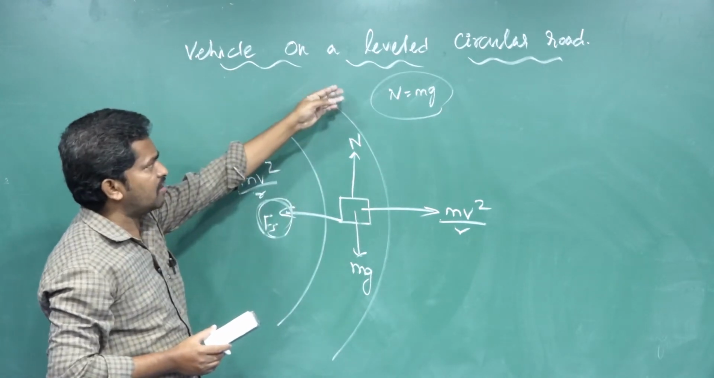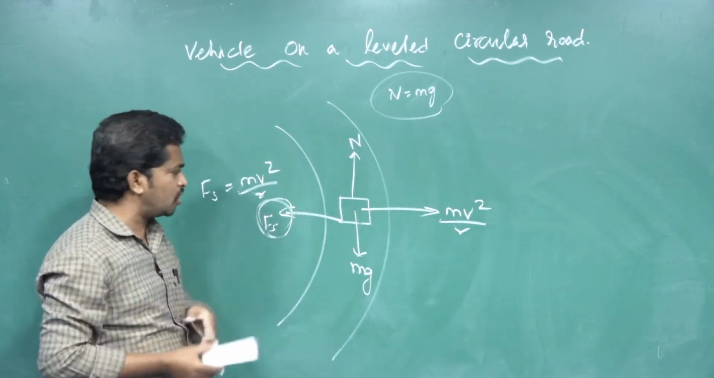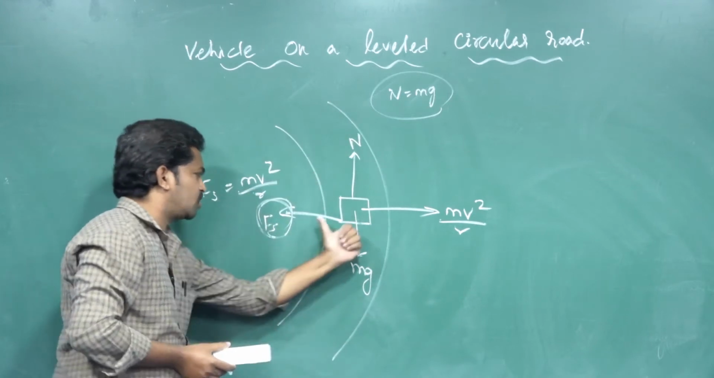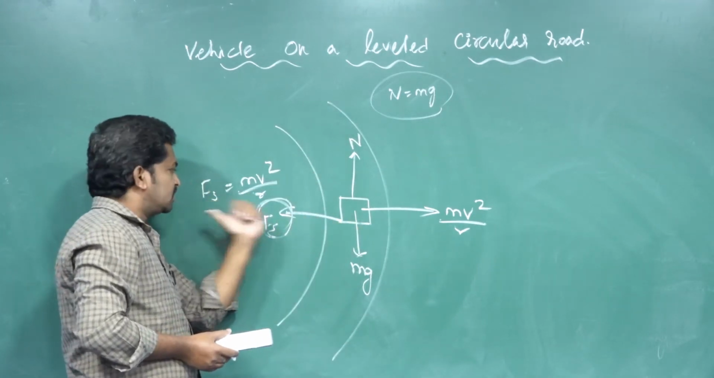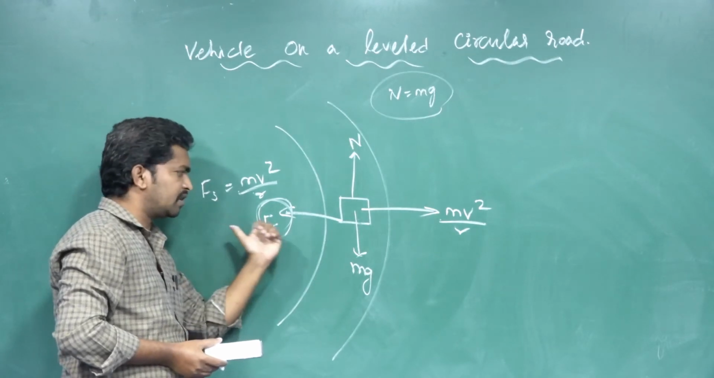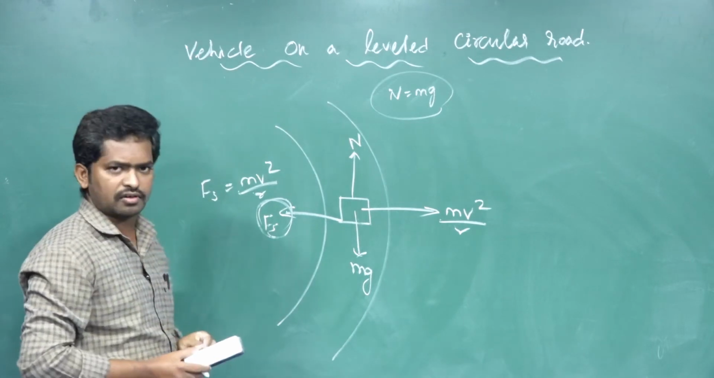When the object travels on a circular road, three forces are very important. One is the gravitational force, another one is the normal force, another one is the centripetal force, which means the frictional force. It is a very, very important one. So, vehicle on a level circular road.